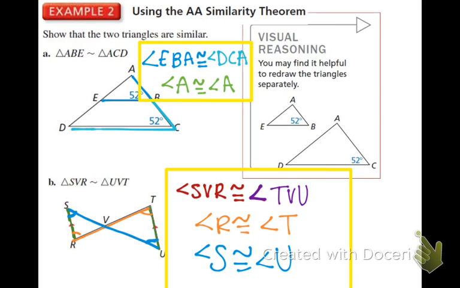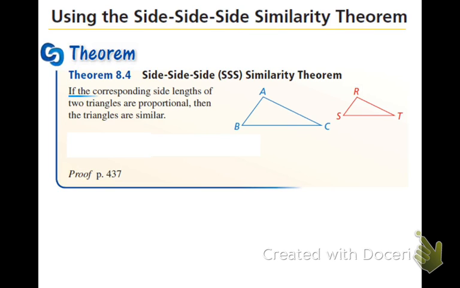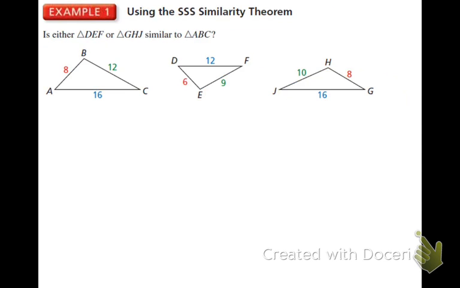All right, we're going to go to 8.3. 8.3 is called proving by side, side, side, or side angle side. Basically, if corresponding side lengths of two triangles are proportional, then the triangles are similar. This is still not new information. They just put it into a different lesson. So in this section, you're going to decide which triangles are similar to which triangles. So we're going to decide if DEF or GHJ is similar to ABC.